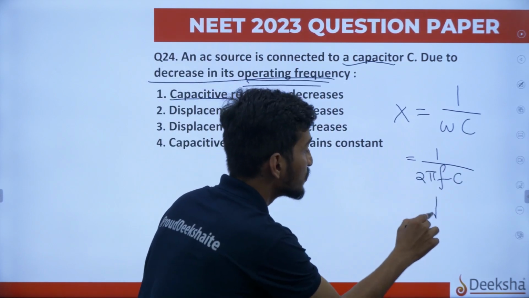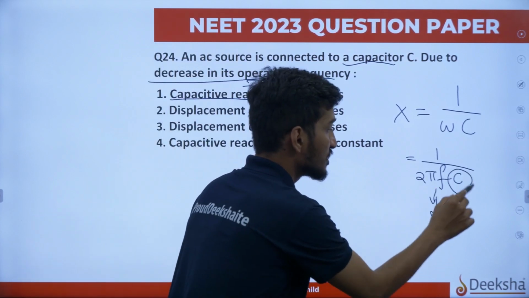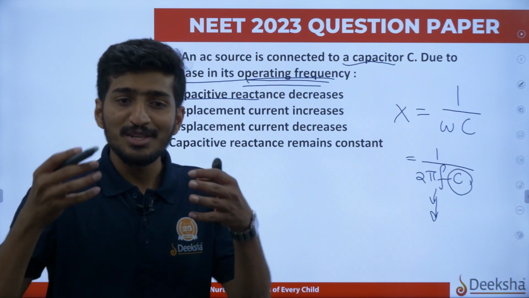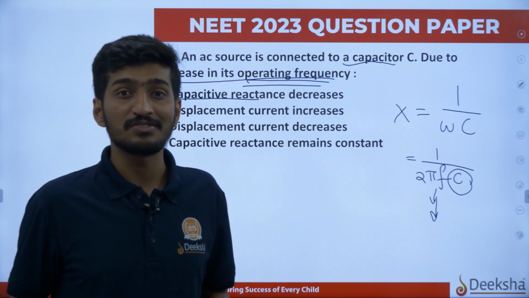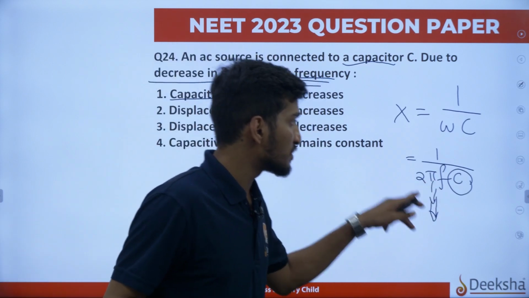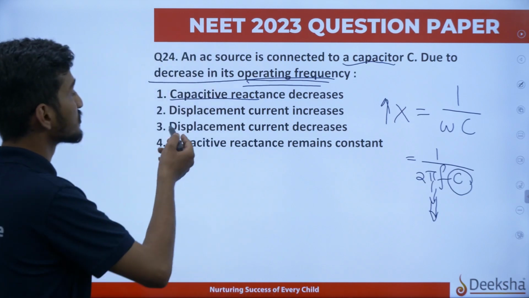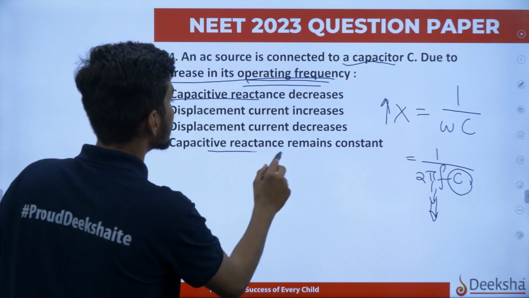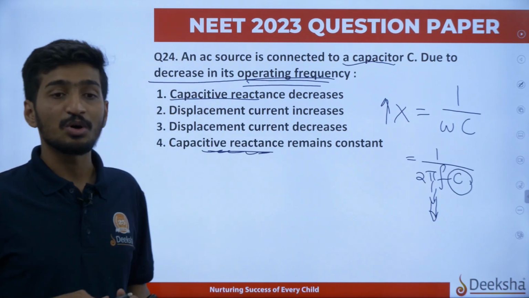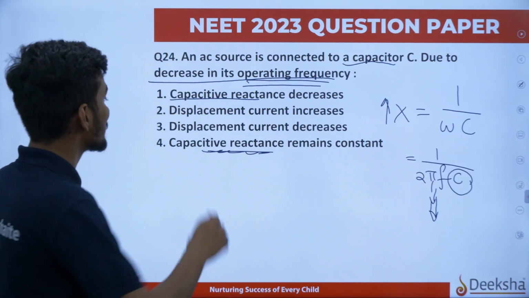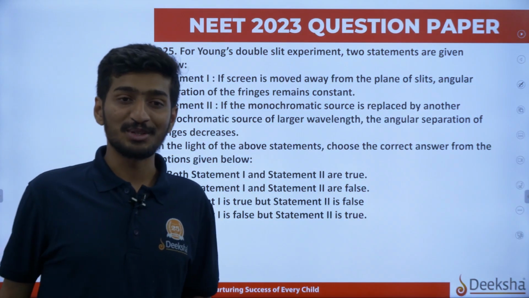This has reduced. Frequency has reduced. Has the C changed? No, you can't do that. Unless you physically change the capacitor, you cannot change its capacitance, right? You have to do something physical to change that. So if you reduce frequency, reactance should automatically increase. There you go. Reactance increases. Now if the reactance increases, displacement current should also decrease. So option number 3 should be the correct answer.